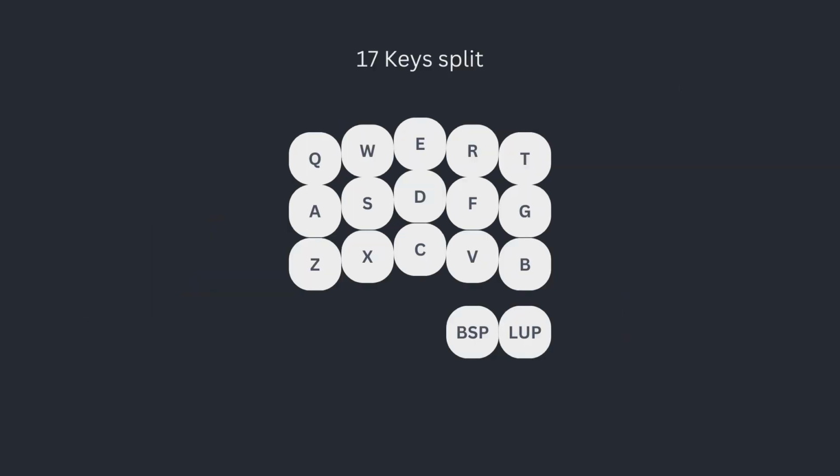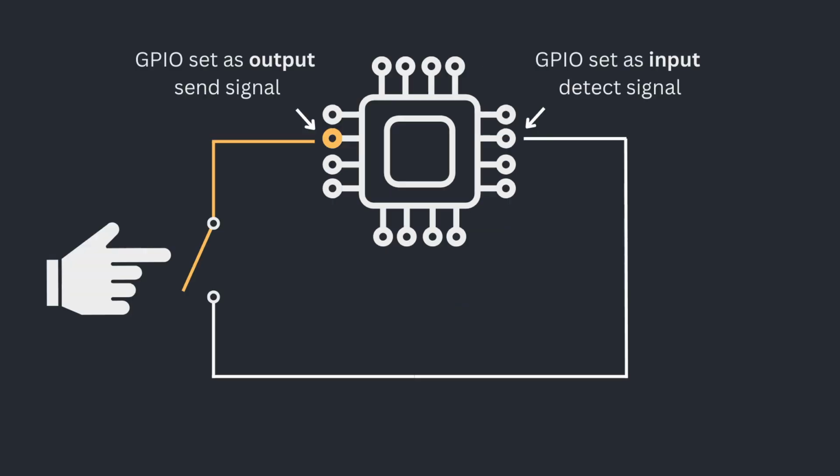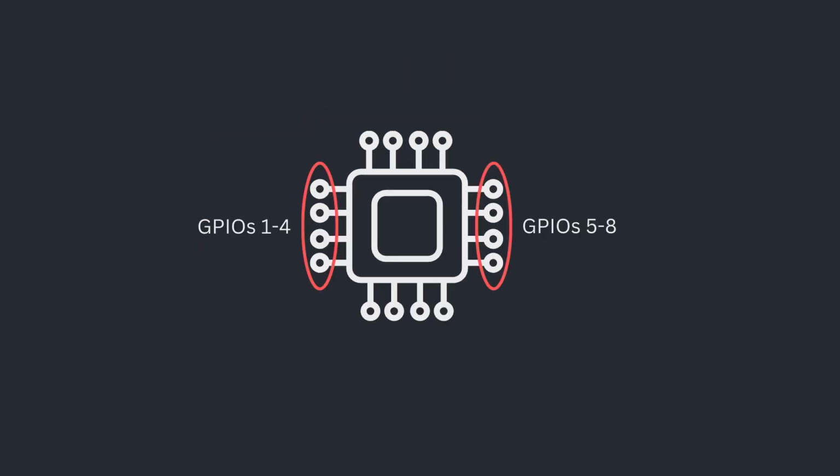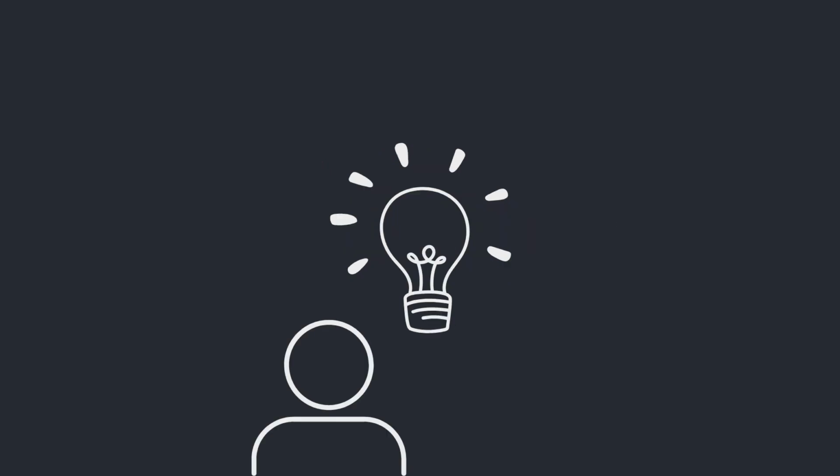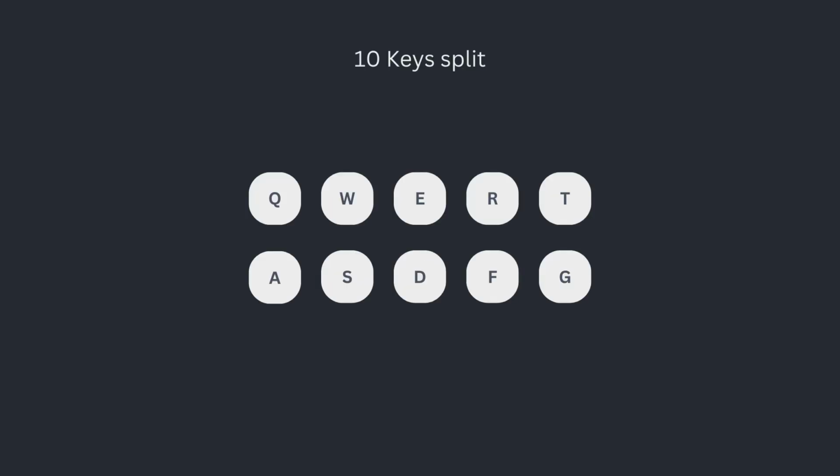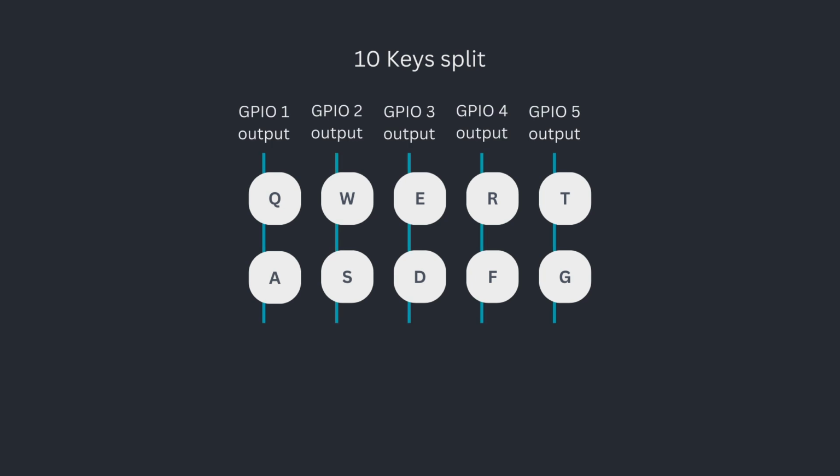But our split has 17 keys, which means that if we want to scale our design, we will need 17 input GPIOs. There is a trick though to reduce the number of GPIOs needed. Let's first scale our design to 10 keys in 2 rows. Instead of using 10 GPIOs, we'll assign one output GPIO to each column of keys and one input GPIO to each row. Then, we'll iterate through the 5 columns, turning the signals on and off to detect on the input GPIO if a key is pressed.